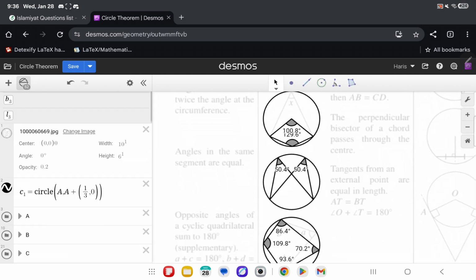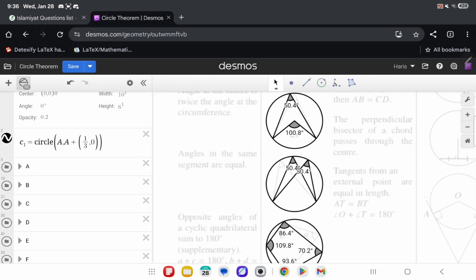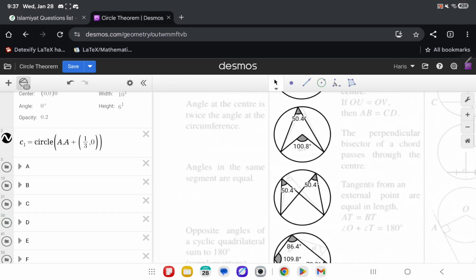Okay, let's move on. Angles in the same segment are equal. Now this effect also works in this diagram, but this is a more generalized diagram, with two cat ears. If you have a cat ear shape, and if we go along the same arc, then we will get the same cat ear shape every time.